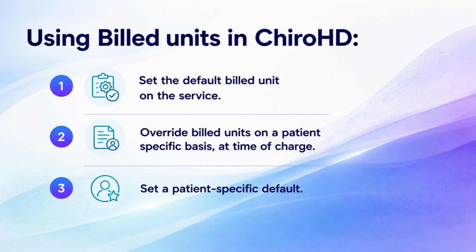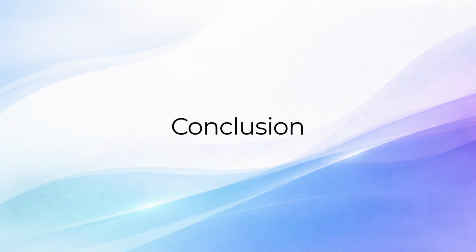Build units in Cairo HD comes down to 3 scenarios. Setting the default unit on the service, overriding it at the time of charge when a visit runs longer or shorter, and setting a patient-specific default when one patient consistently receives a different duration. Getting units right keeps your claims consistent with your clinical documentation. If you have questions about unit requirements for specific services, we recommend checking with your billing team or your third-party payer.